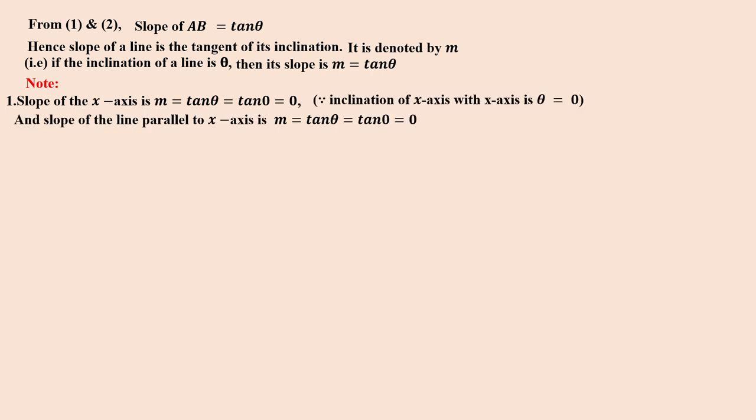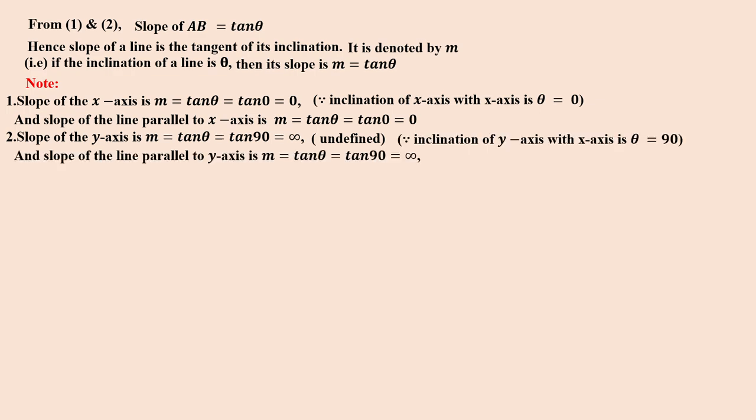Similarly, the slope of a line parallel to the x-axis also has inclination theta equal to 0, so m equals 0 slope. Now the slope of the y-axis: theta is 90 degrees, we know. Inclination tan 90 is equal to infinite, undefined. So slope is not defined. You cannot define the slope. It is a vertical line, right? Similarly, for any line parallel to the y-axis, theta is 90, so that slope is also undefined.